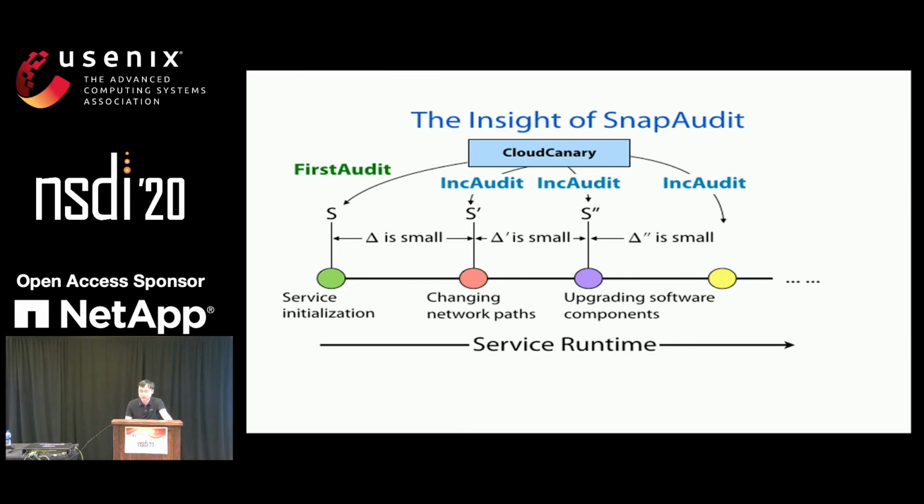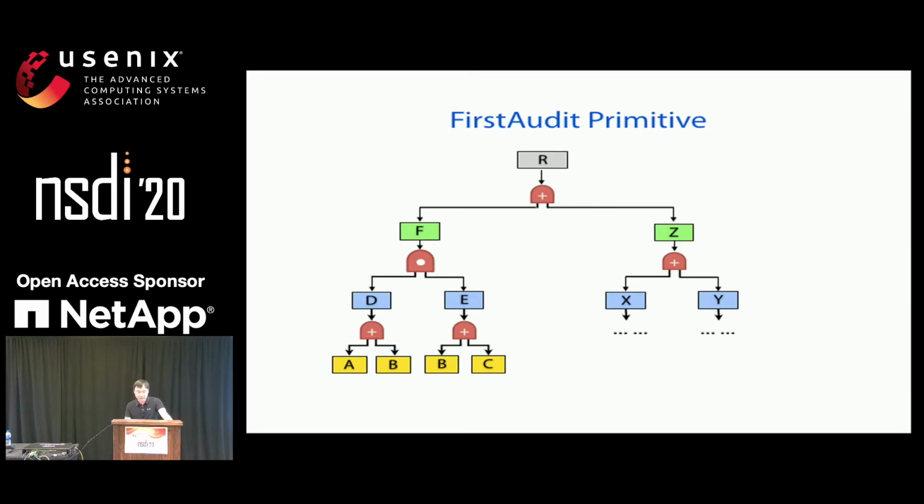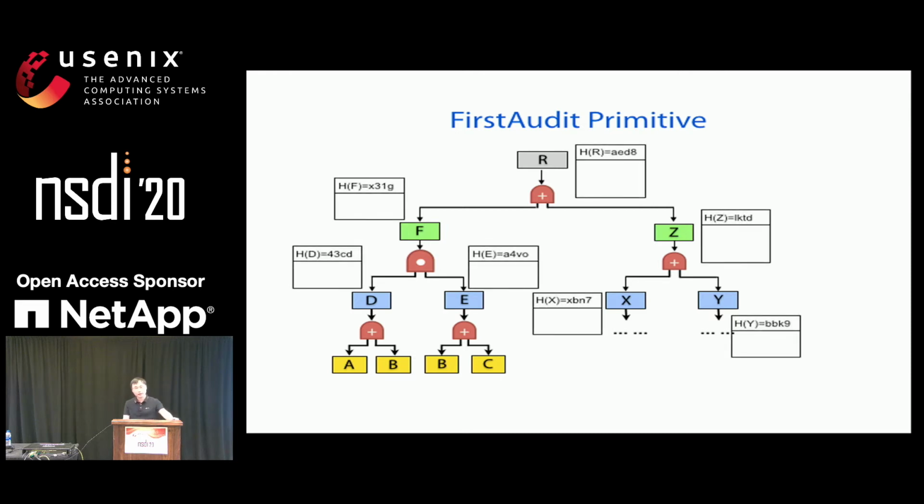Let me first show you how we designed the FirstAudit primitive. Given a fault graph example, we assign a cache to each node in the fault graph. Each node has a cache, and each cache has a key. The key is calculated by hashing the combination of the keys of the node's child nodes. For example, to calculate the key of node F in this example, we need to hash the combination of the hash values of the child nodes D and E. The reason we do this is that we can quickly find out which node has changed, because if any node is changed, the hash value will change.